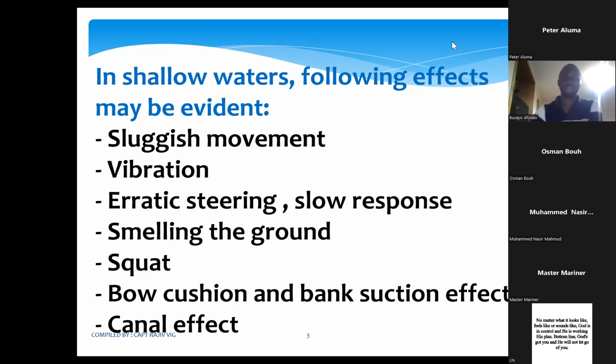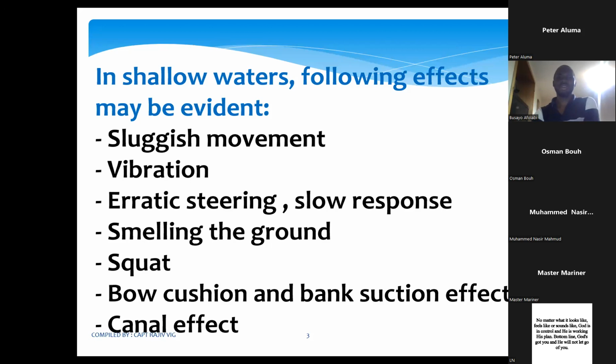But yeah, coming back again to this. These are effects that you will face in shallow waters: sluggish movement, vibrations, erratic steering, slow response, and sheering, which is a rapid movement when the vessel sheers towards and sheers away from the bank. Then we have, of course, our squat. We have the bank cushion, the bank suction effect, canal effect, and then we'll discuss interaction next week. All right, thank you very much.